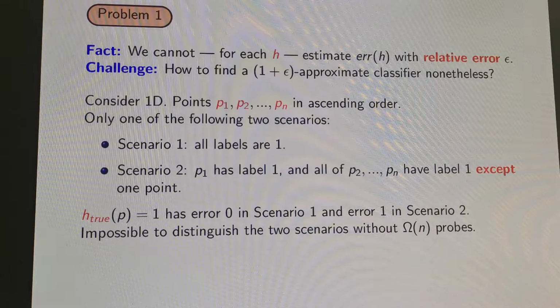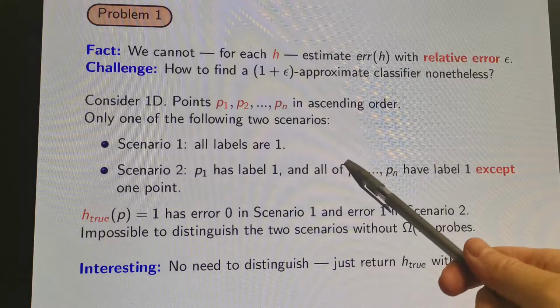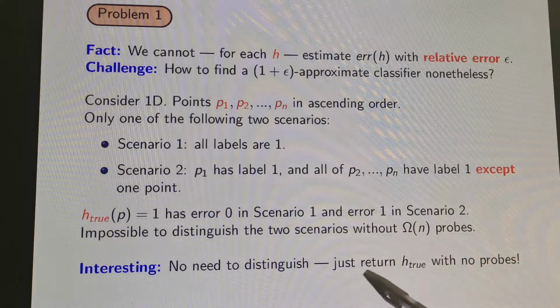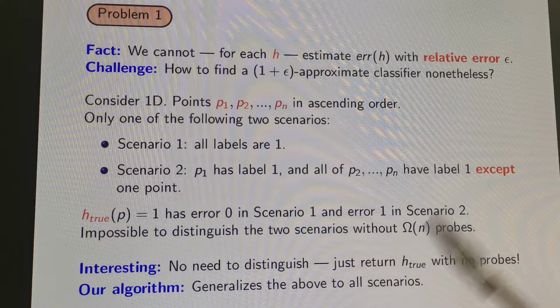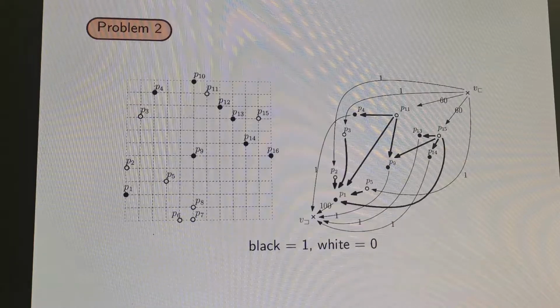So how do you even proceed? Let me tell you how to proceed. You don't have to distinguish the two scenarios. If you already know that these are the only two possible scenarios, you don't have to probe anything at all. You just return H true. Of course, this is only a toy scenario, a toy situation. What is non-trivial is to do something like this for any data.